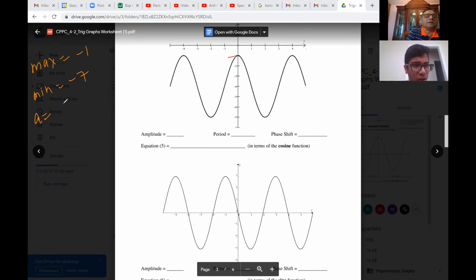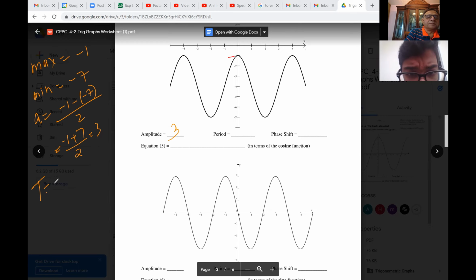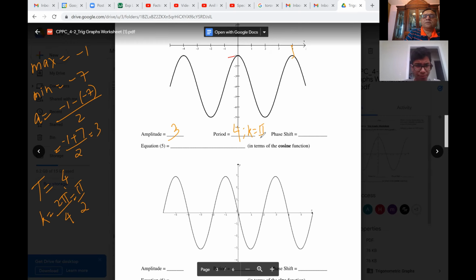So that gives you the amplitude A as the maximum minus the minimum divided by 2, which is -1 plus 7 divided by 2. So 6 by 2 is 3, right? An amplitude of 3, correct? Now, what is the time period T? It's just 4, and therefore k value will be 2 pi by 4 or pi by 2. So period is 4, and I'll write here k is equal to pi by 2, correct?